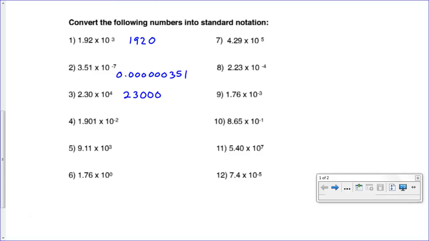Number 4 here, 1.901 times 10 to the negative 2. This is a small number, so we know the decimal point is going over here to the left. 1, 2 spots. All right, it's going to end up here. We need to put a 0 in there.